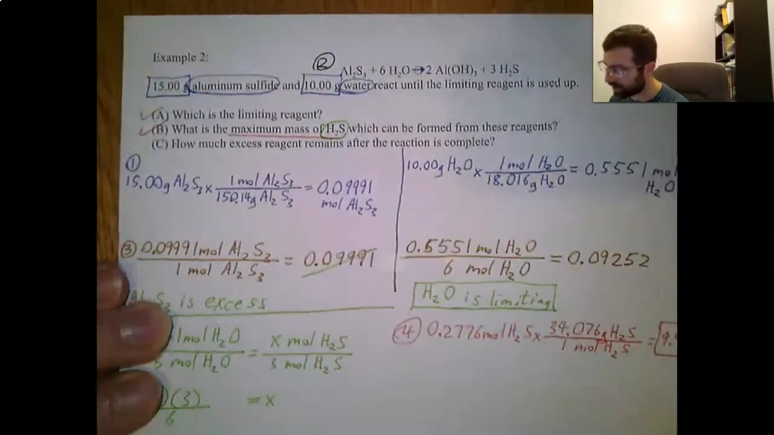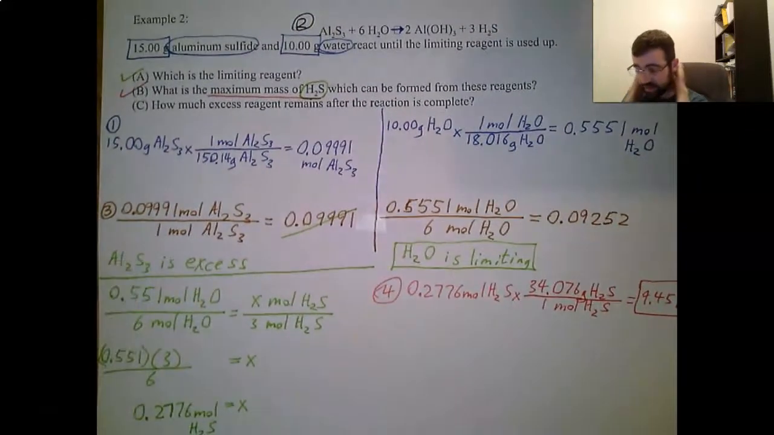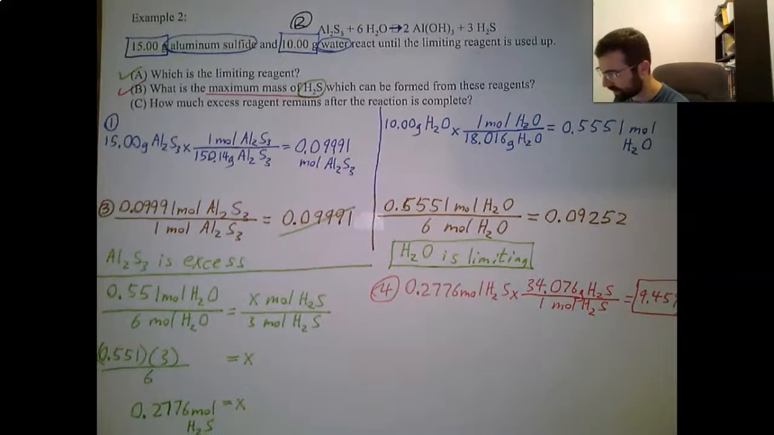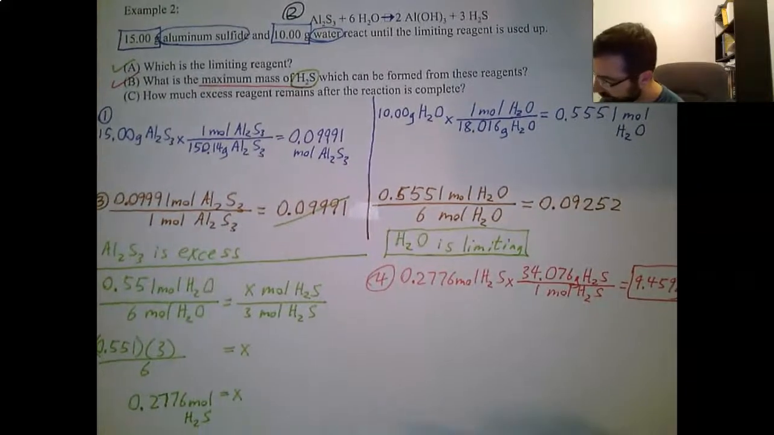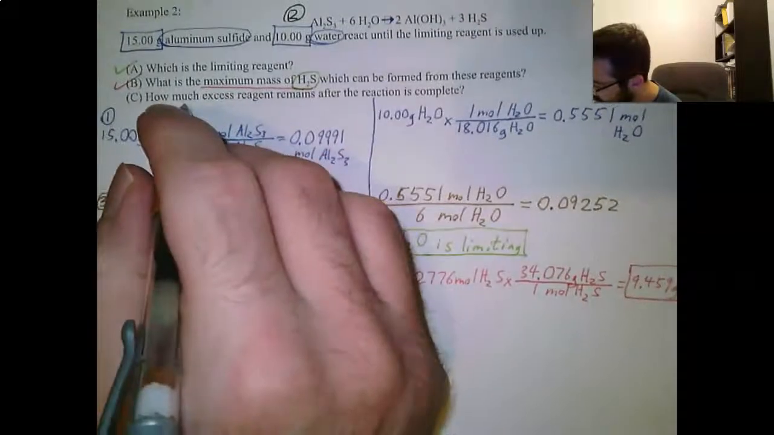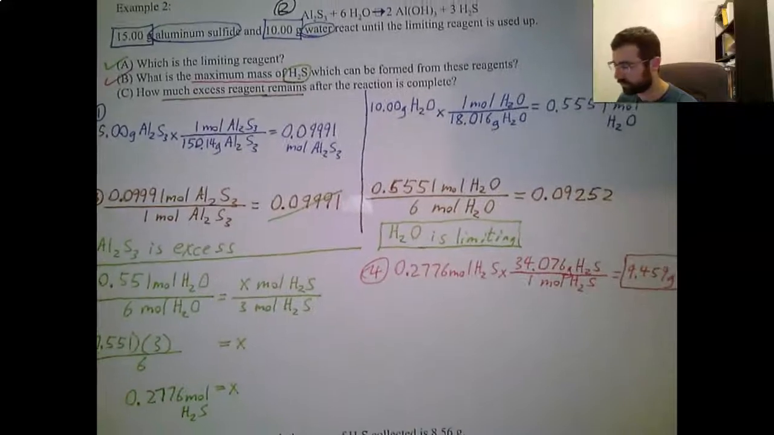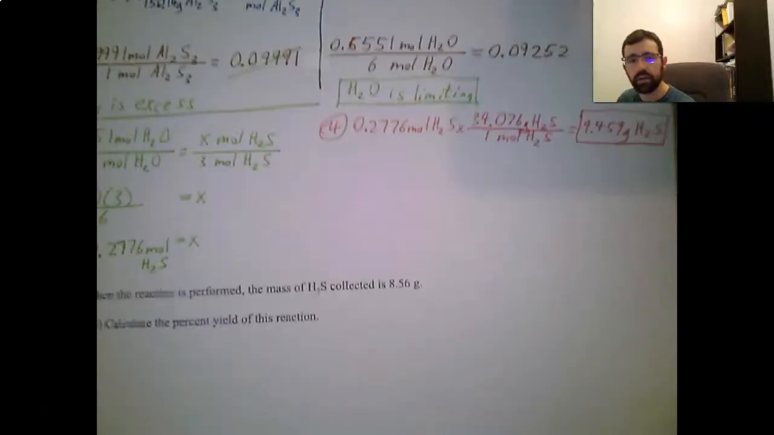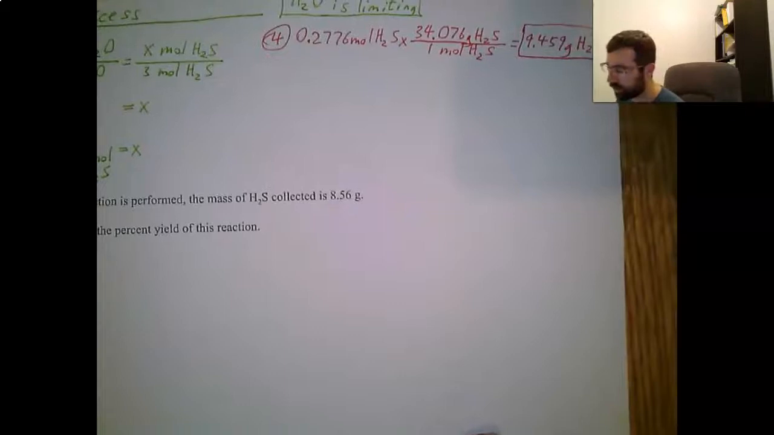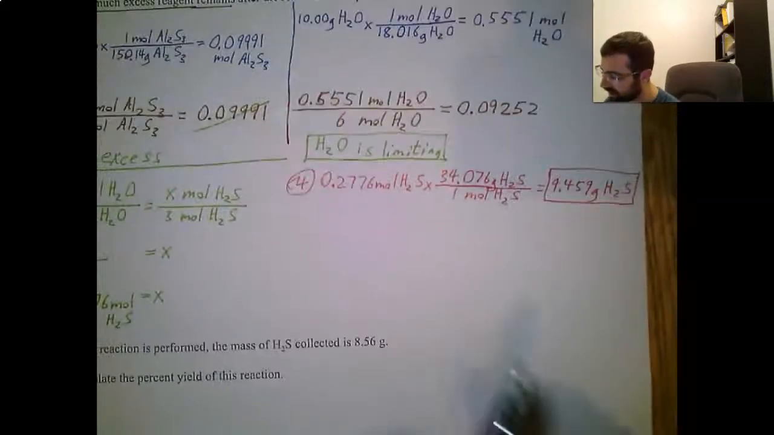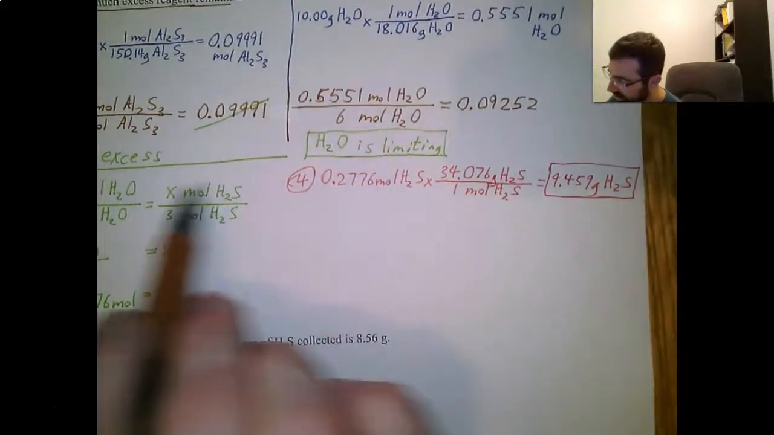Now we want to do part C. Part C asks us for something else. And it's kind of a repeat of step 3, or at least part of step 3. It asks us how much excess reagent remains after the reaction is complete. All right, so if I wanted to solve that, I still need to use my limiting reactant, but the excess is the new X.